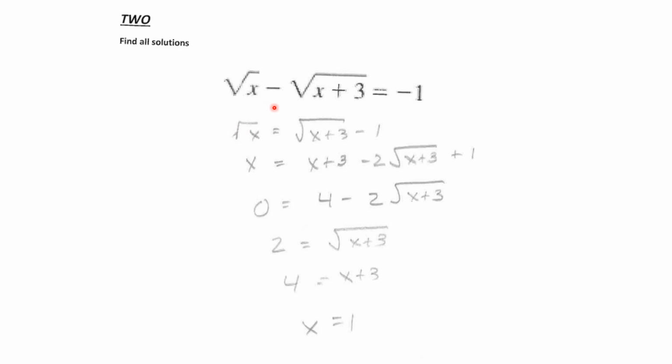Number 2, you would find all solutions to this. You wanted to separate the radical terms, square both sides. The x's will cancel out. You consolidate terms, and you end up having to square again. You have 2 is equal to the square root of x plus 3. Square both sides, you get this, and you find that x is equal to 1, and that checks in the original equation, and so that is your solution.